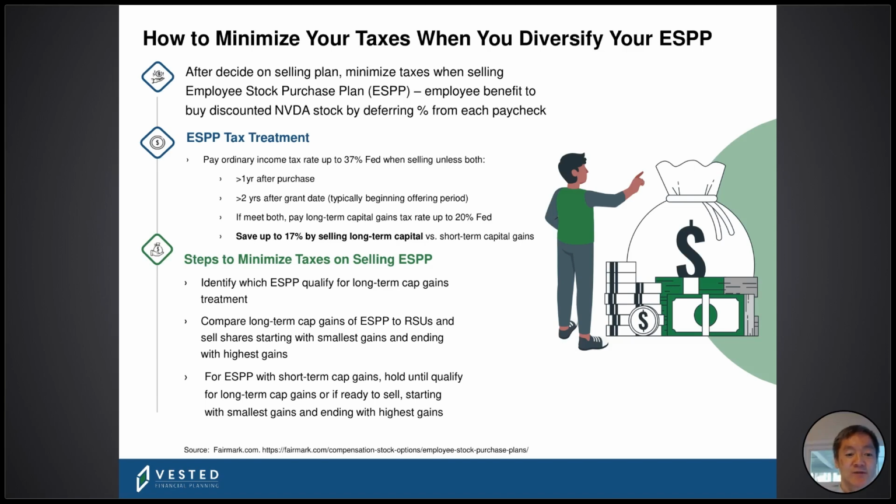So again, save up to 70%, sell your long-term cap versus short-term cap gains, okay? That's the key. So for your ESPP, minimize taxes, same thing. Figure out which ESPP qualify for long-term cap gains, okay? Compare those long-term cap gains, ESPP, to the gains in your long-term cap gains RSUs. Start with the shares with the smallest gains and sell those until you get to the shares with long-term cap gains that have the highest gains.